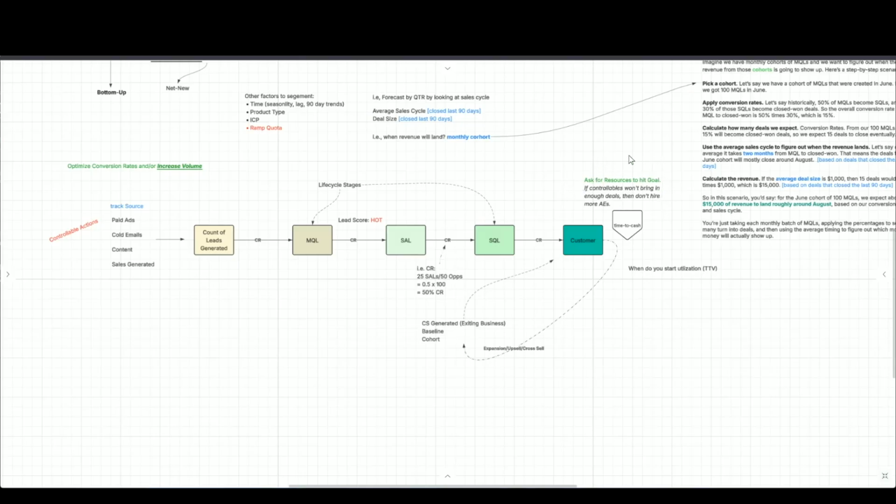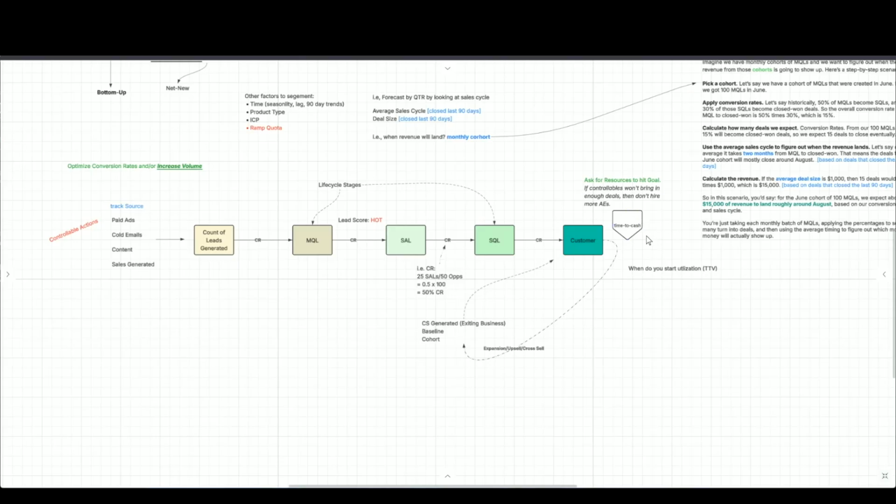You definitely want to do the calculation, figure out what you need as far as the resources and controllables, because if you know how much you spent here on paid ads and how much effort you put in the go-to-market motion, you'll know if you hit your target here by increasing the numbers on this left-hand side, okay?